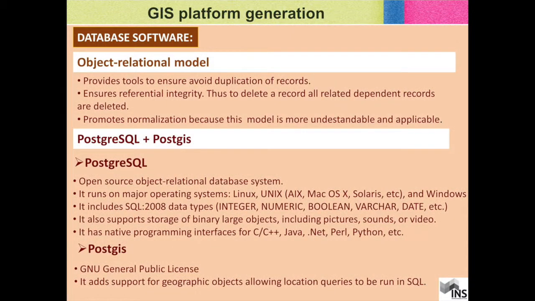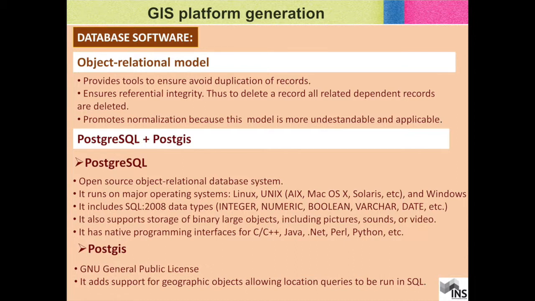A relational model of database was selected to store the data because this model provides tools to avoid duplication of records. It also ensures referential integrity. That means if you want to delete a record, all the related dependent records are deleted. This type of database facilitates normalization because this model is easy to understand.